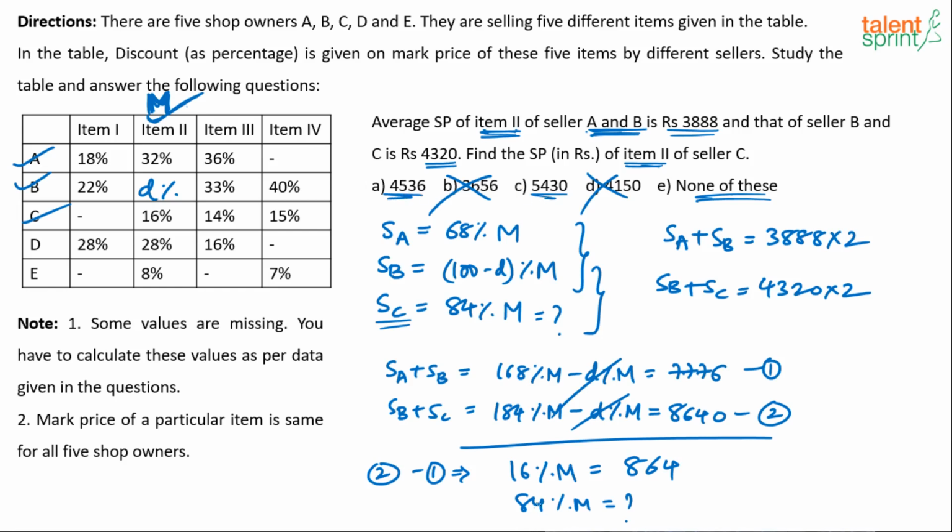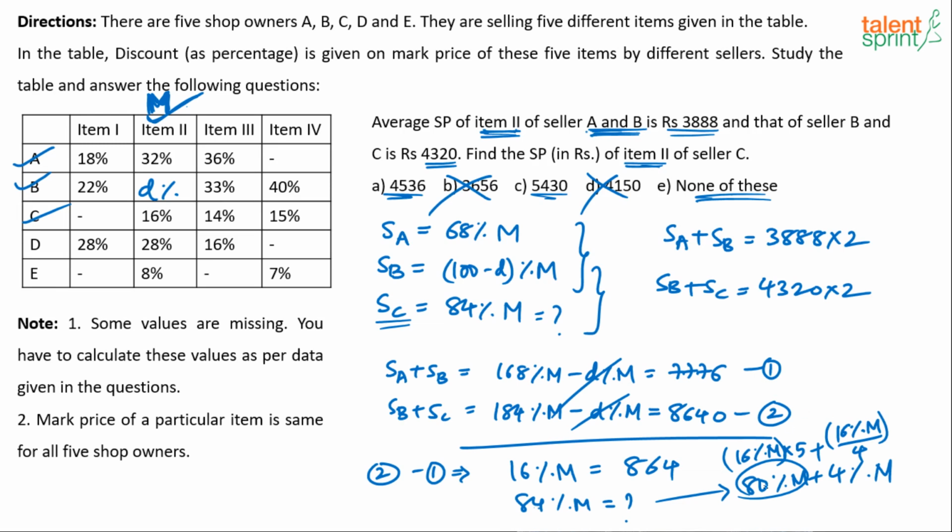Again, I need 4% more. 16% is 864, so 4% will be divided by 4. Are you able to follow? I am just using my knowledge of split and merge. I am saying 84% is 80% of M plus 4% of M. Now this 80% of M is actually 16% of M into 5, and this 4% of M is 16% of M by 4. So 16 into 5 is 80, 16 by 4 is 4.